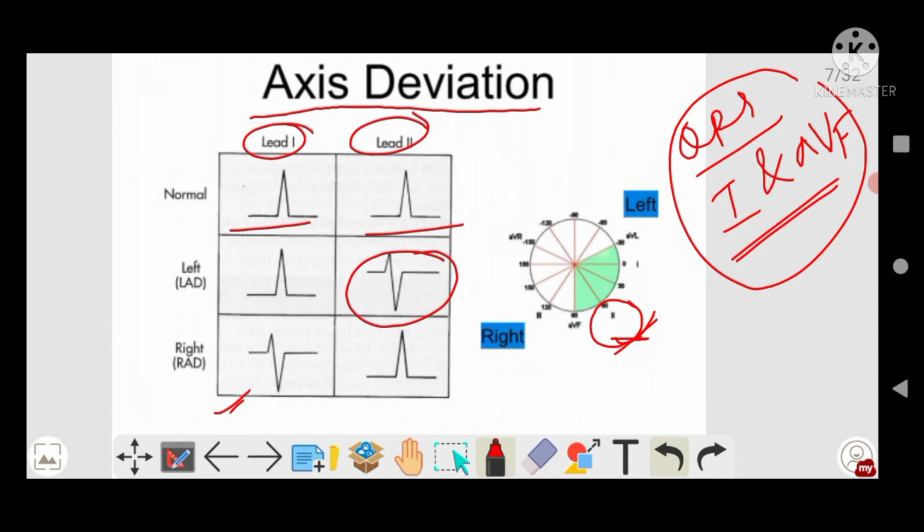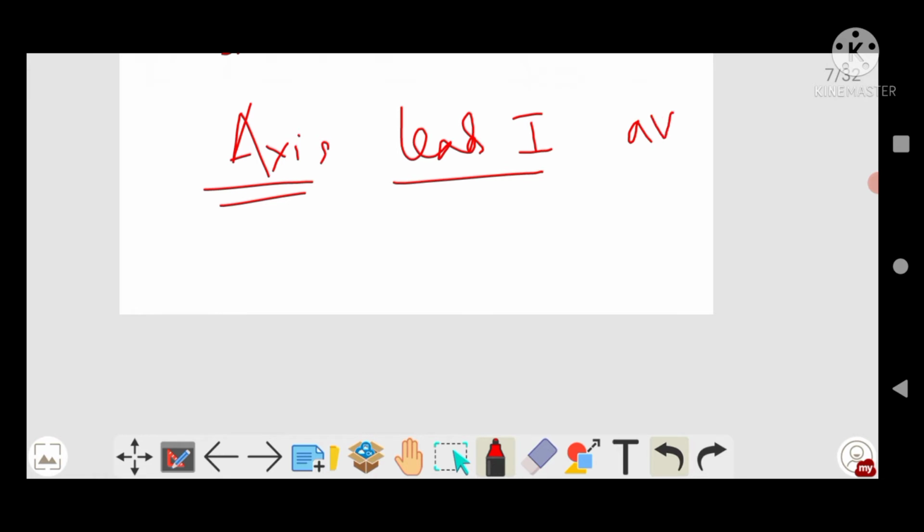So these are easy things. Let's make a table about the axis. Here I will write the axis, here I will write what changes you will see in lead 1 and aVF, and here I will write the degrees. First I will talk about the normal axis.